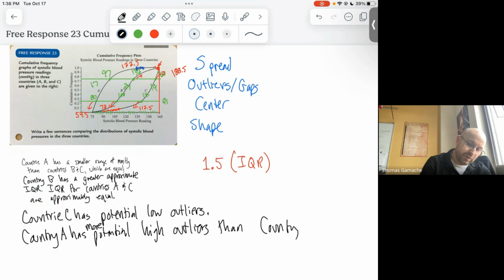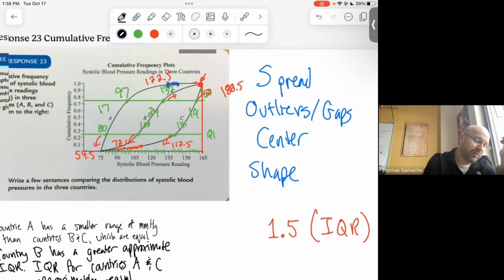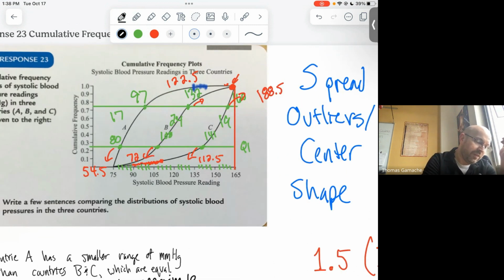But hopefully what you're noticing here is that I'm using what's given to me, and I'm using it to describe this distribution. That's really important. You want to be able to do that. So next, what I'm going to do is look at the center. The center is pretty easy with these. Just look for the 50th percentile to find that median.